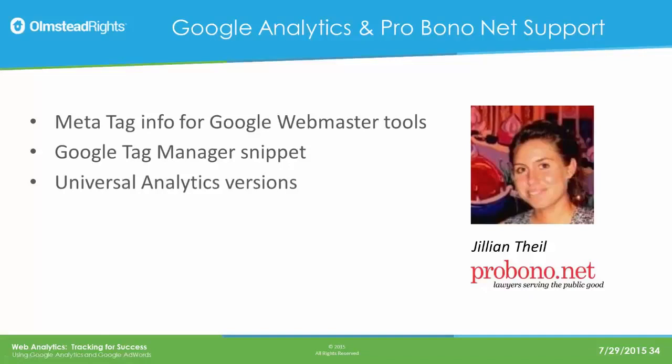A typical analytics setup for a basic site, again, we've had the experience with ProBono.net, so we know what to do with Jillian on that. Always a learning curve, but you're probably going to be in the neighborhood of around $750. So you're looking at 4 to 5 hours to basically go in and configure something like that.